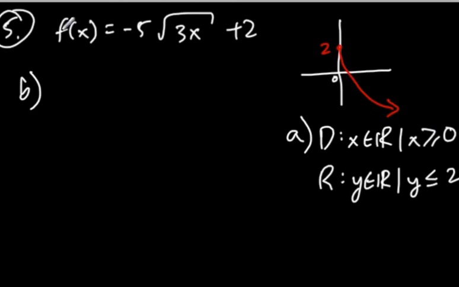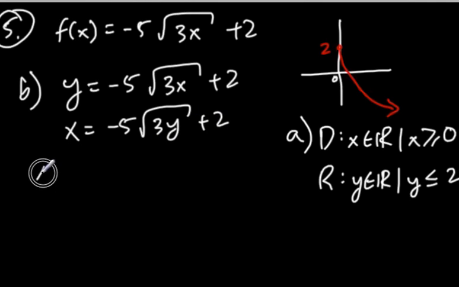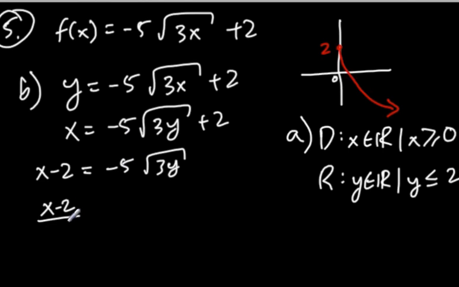Now part B says find the inverse function. So y is equal to -5 square root of 3x plus 2. Okay, so then we switch the x and y, so it's x equals -5 square root of 3y plus 2. And since we're switching x and y, now we have to solve for y. So I'm going to subtract 2 from both sides, so it's x minus 2 is equal to -5 square root of 3y. Then I'm going to divide by -5, so x minus 2 divided by -5 is equal to square root of 3y. The next thing I'm going to do is square both sides because I want to get rid of that square root.